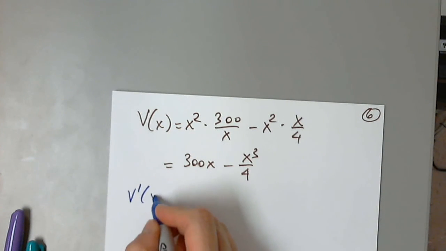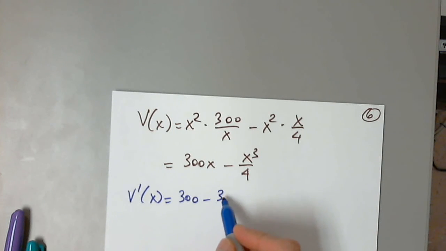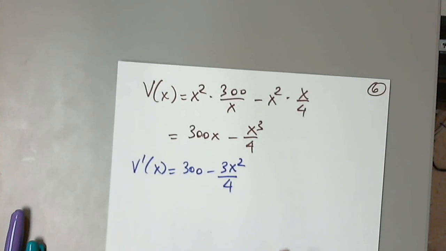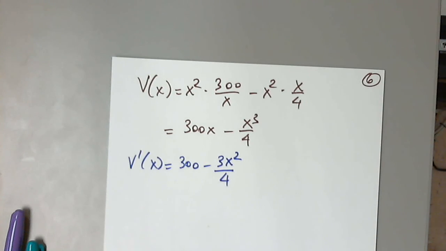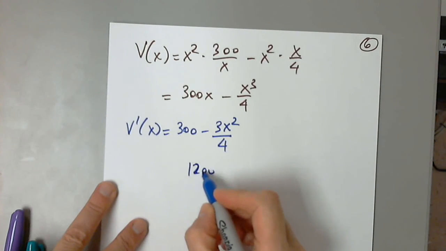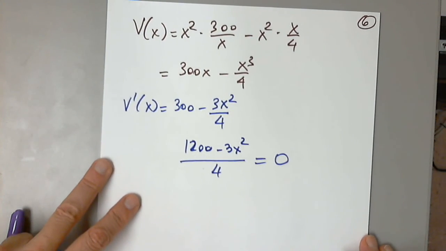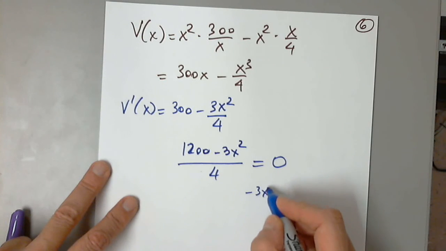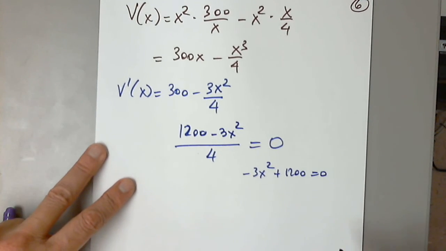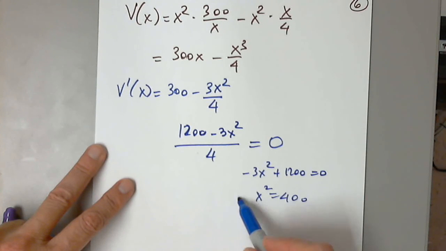Right, thank you. V prime of x equals 300 minus 3x squared over 4. Okay, I have the function, I have the derivative, now what? What am I looking for next? They are called critical numbers. Yes, so 1200 minus 3x squared divided by 4 equals 0. Or negative 3x squared plus 1200 equals 0. Or x squared equals 400, very nice.